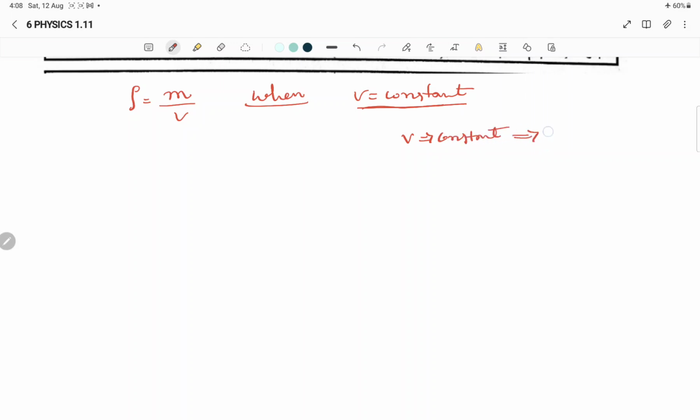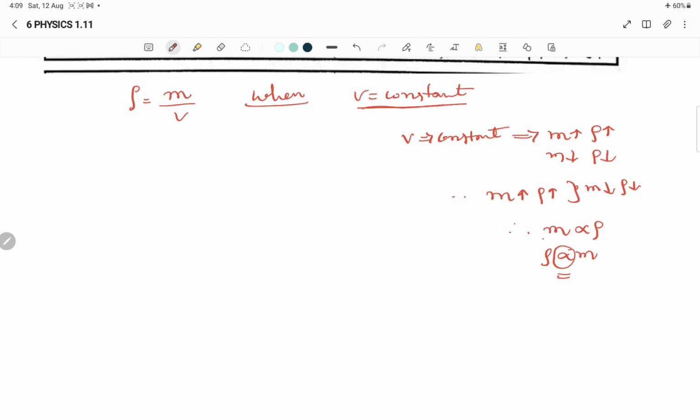In that situation, more mass, more density is present. Less mass, less density is present. Okay, in this situation mass increases, rho also increases. Mass decreases, density also decreases. This is represented by mass is directly proportional to rho, or rho is directly proportional to mass. This symbol indicates directly proportional.